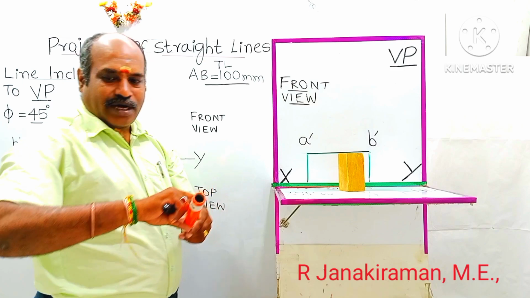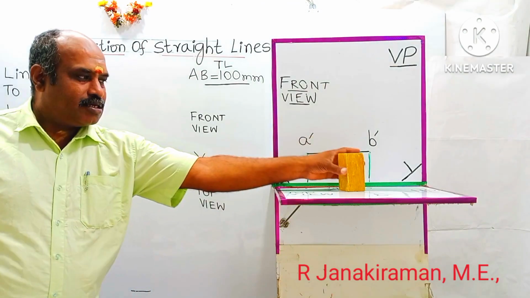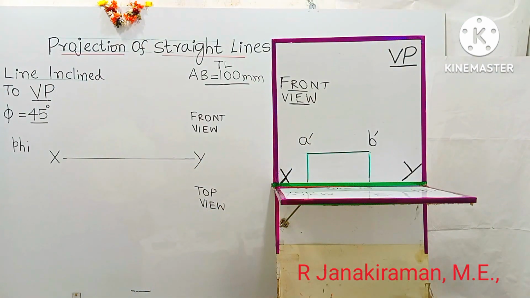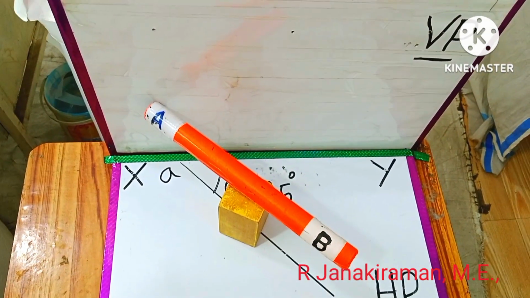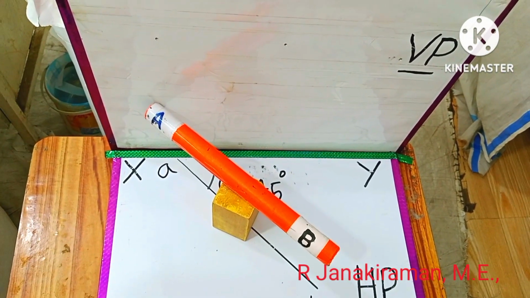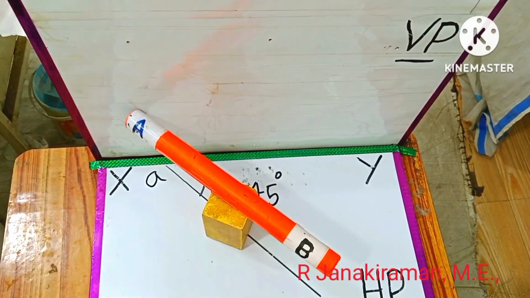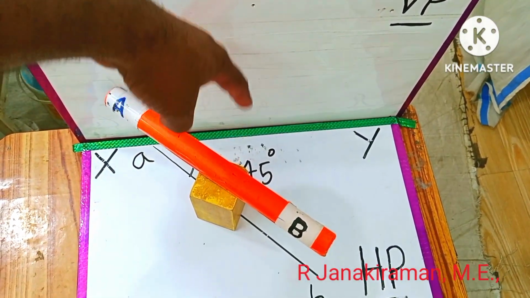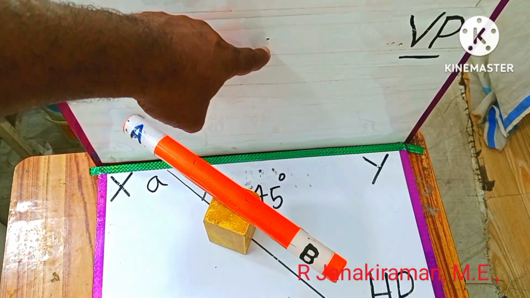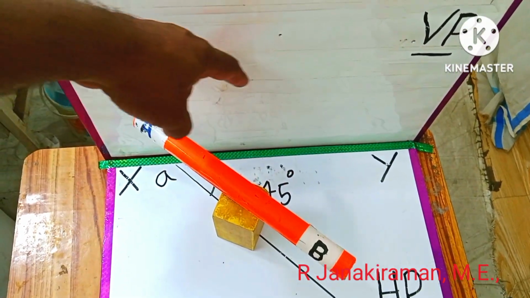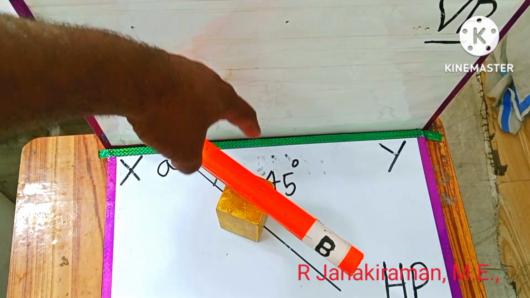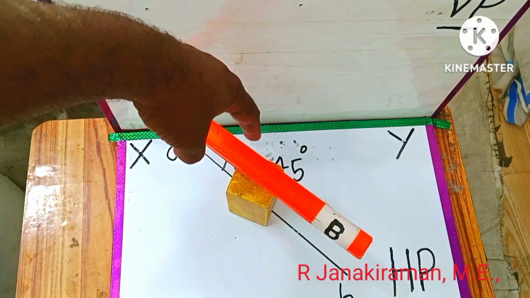So I'll turn the camera so that you can visualize it. Looking from the top, the view projected is called the top view or the plan. Looking from the top, you can see this angle of inclination to VP, given as 45 degrees. This is VP and the base is the horizontal plane. You can see the angle of inclination is designated as phi, 45 degrees.